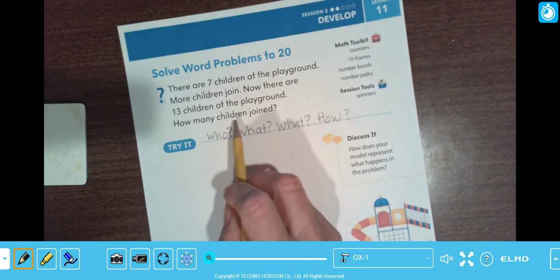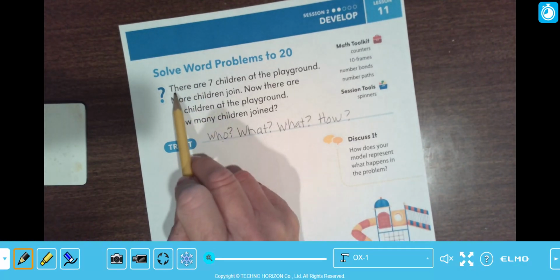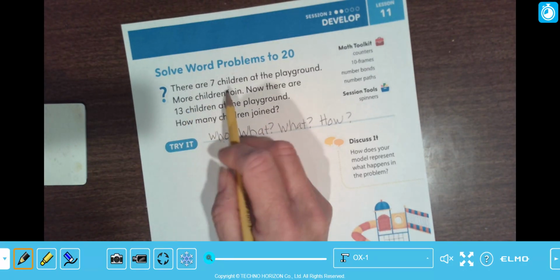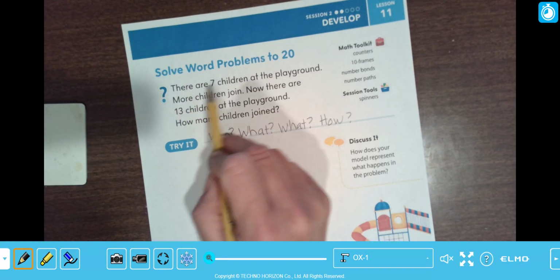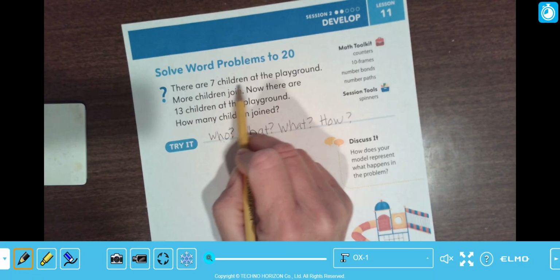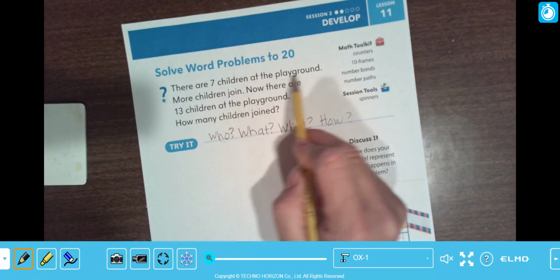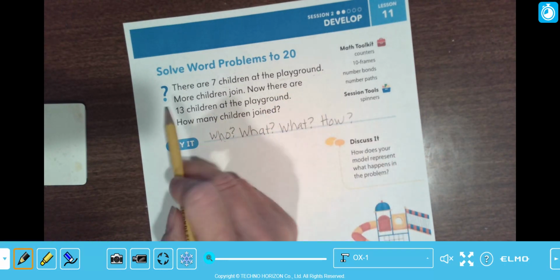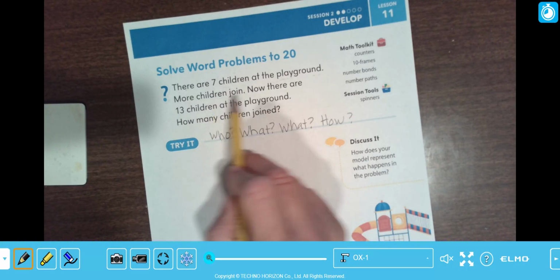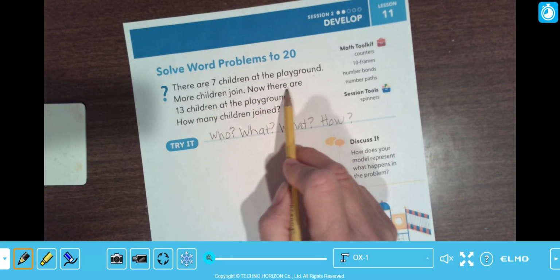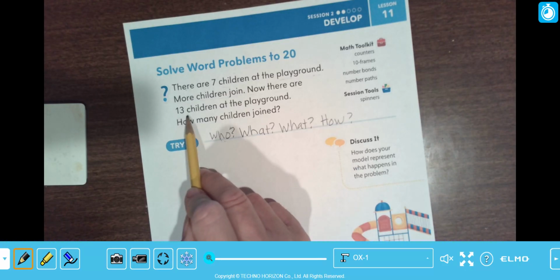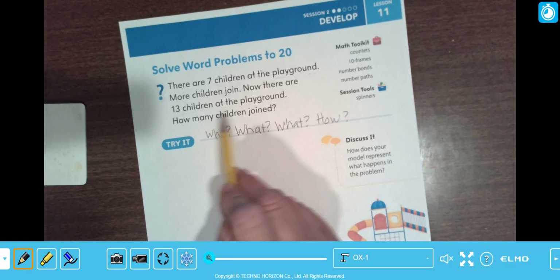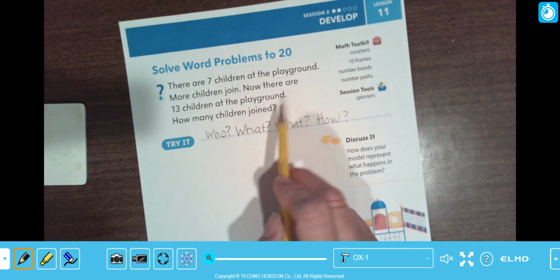First one is who's in the problem, or who is it about? Here I go. Ready? We're going to do this 4 times. 1, 2, 3, 4. You can read it with me if you want. Ready? Begin. There are 7 children at the playground. Playground is a compound word, by the way. It's the word play and ground together. More children join. Now there are 13 children at the playground. How many children joined?